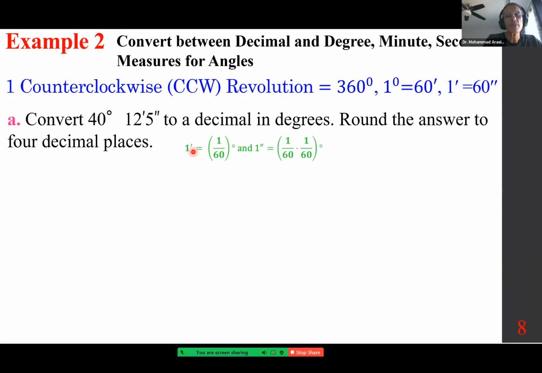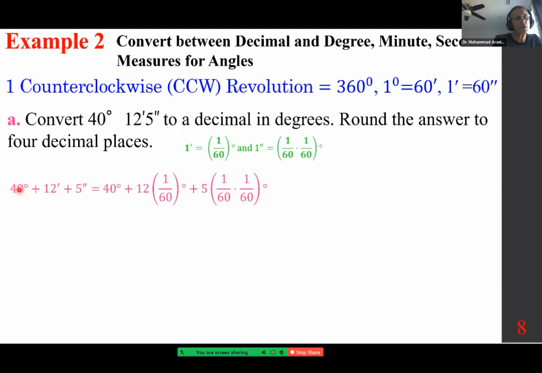1 degree is 60 minutes, so 1 minute is 1 over 60 degrees. 1 second is 1 over 60 times 1 over 60 degrees. I hope you understand why, because 1 minute is 60 seconds. So we are going the reverse process. With that being the case, we are going to change the minutes to degrees using this and change the seconds to degrees using this.